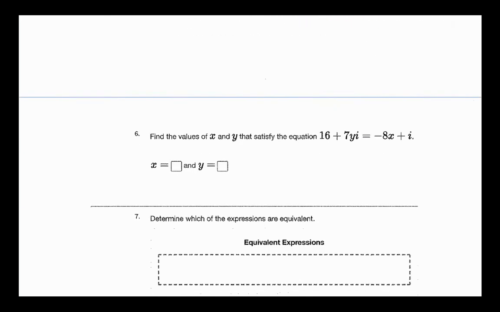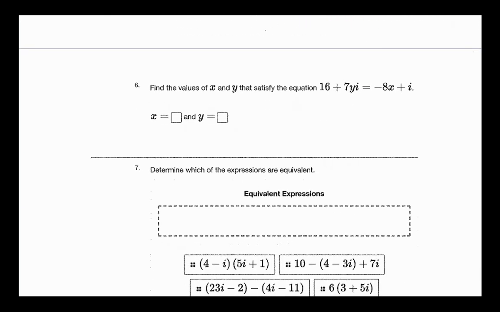Okay, let's see. Number 6, find the values of x and y that satisfy the equation 16 plus 7yi is equal to negative 8x plus i. So on this one, remember the real parts equal the real parts, and the imaginary parts equal the imaginary parts. So we're going to say the real parts, 16 is equal to negative 8x, and the imaginary parts, 7yi is equal to i.